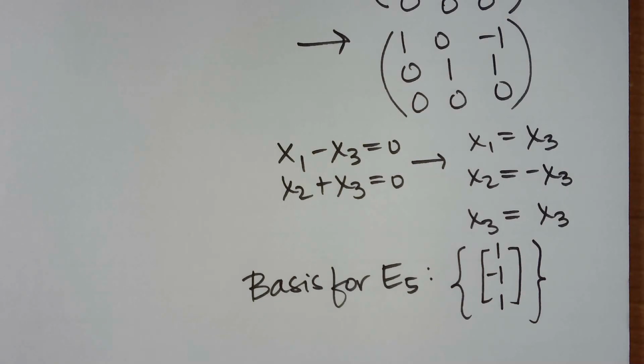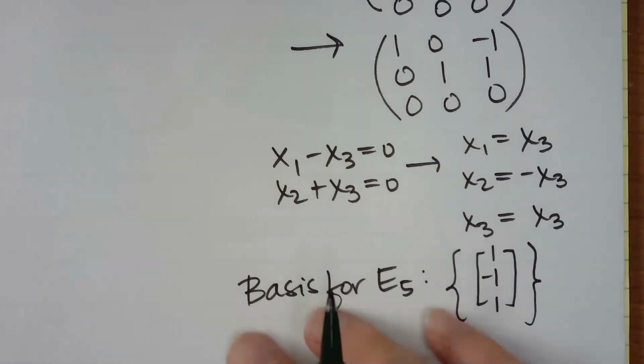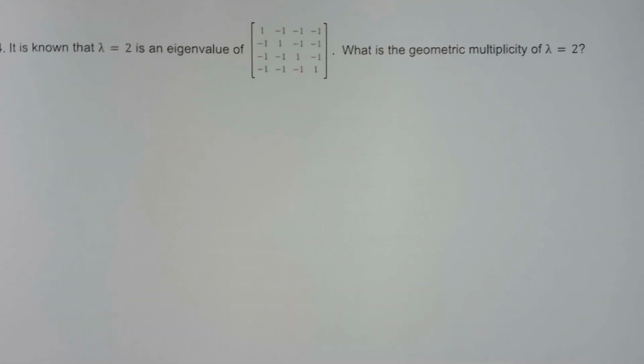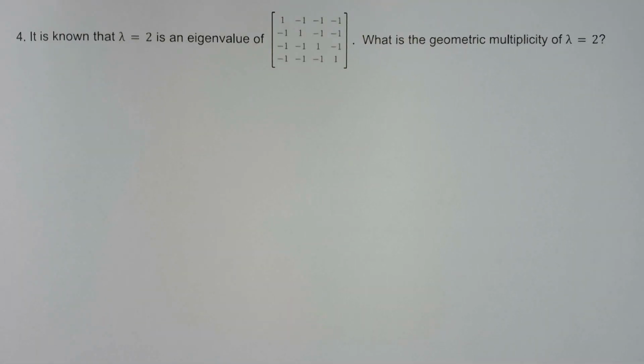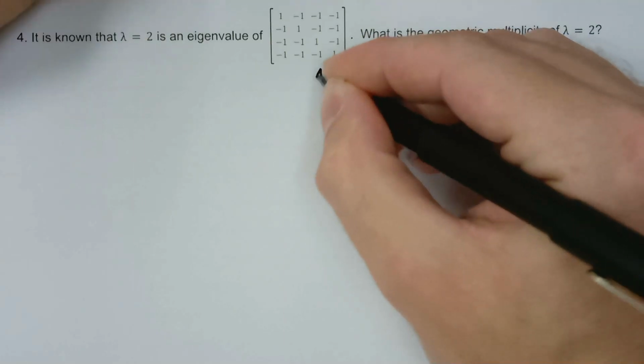All right, and number 4, it is known that lambda equals 2 is an eigenvalue of this quite a matrix. It's got symmetry to it. What's the geometric multiplicity? All right, so what we're going to need to do is basically just check the nullity of this matrix, which I might call M or something.